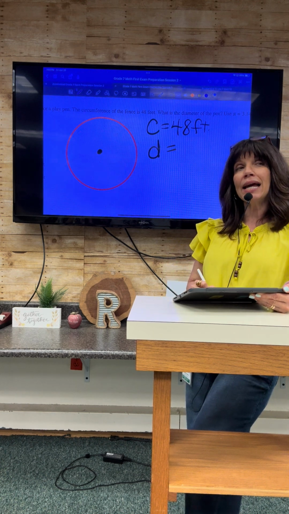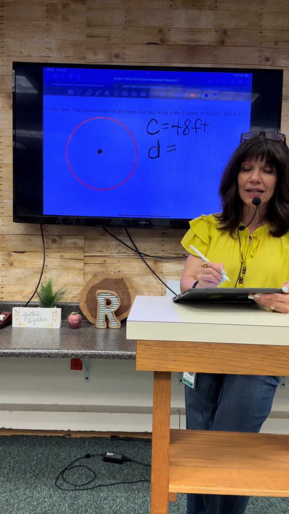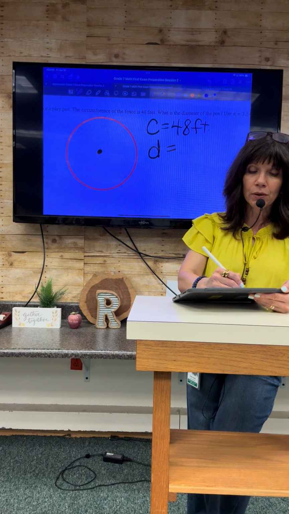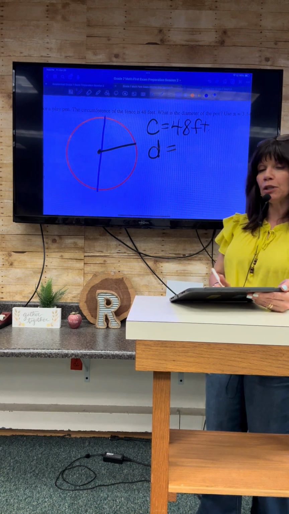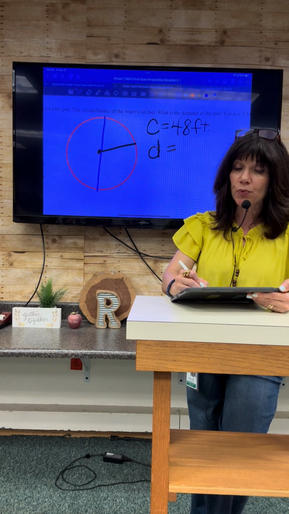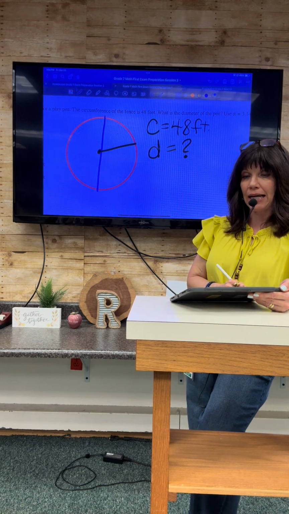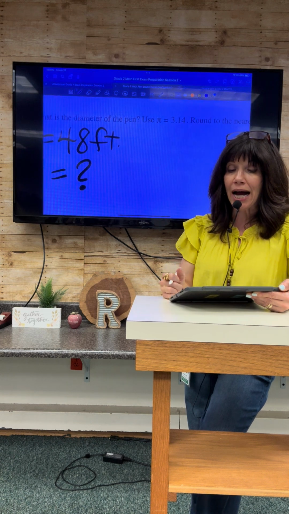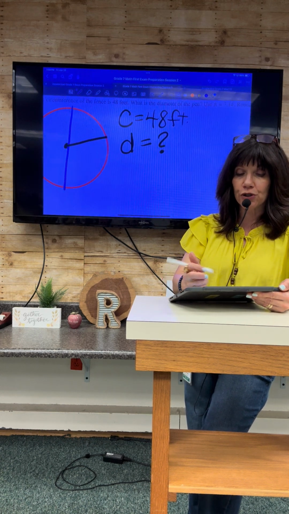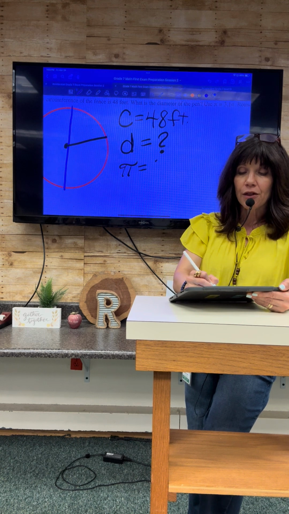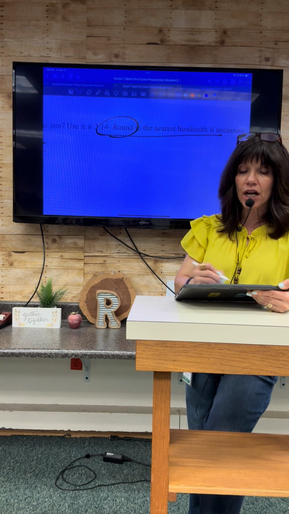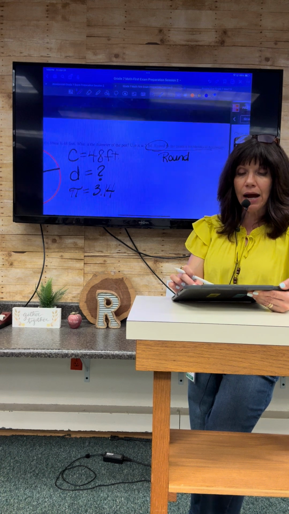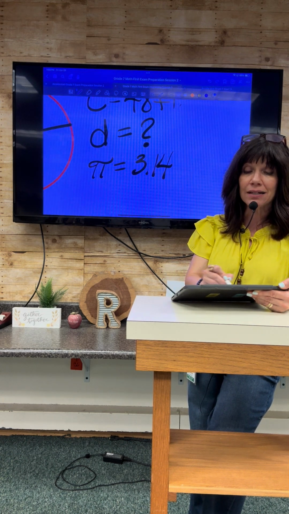So do you know the diameter? No. What is the diameter? Is it my blue line or is it my black line? Blue line. It is my blue line, the distance all the way across. But because we don't know it, I'm going to write a question mark by it. Let's see. Use pi for 3.14. So what should you write for pi? 3.14. Round to the nearest hundredth if necessary. Write yourself a reminder that you will round. Now, what is it they are asking you to find, class?